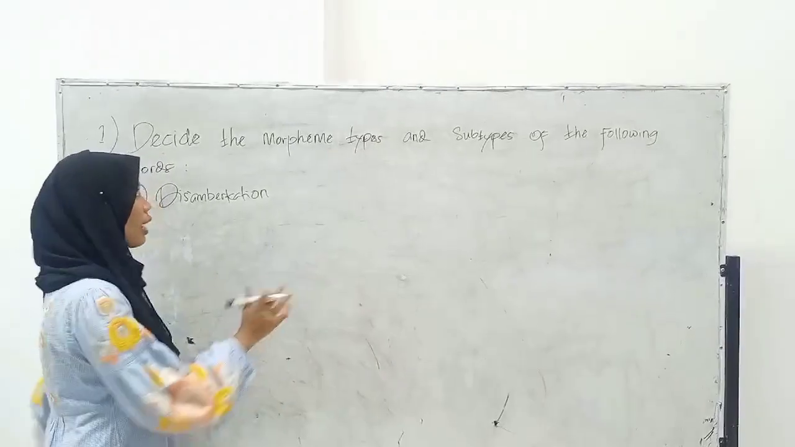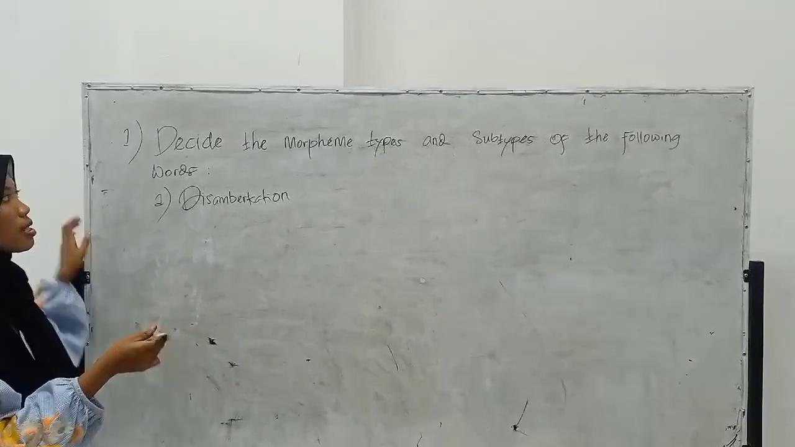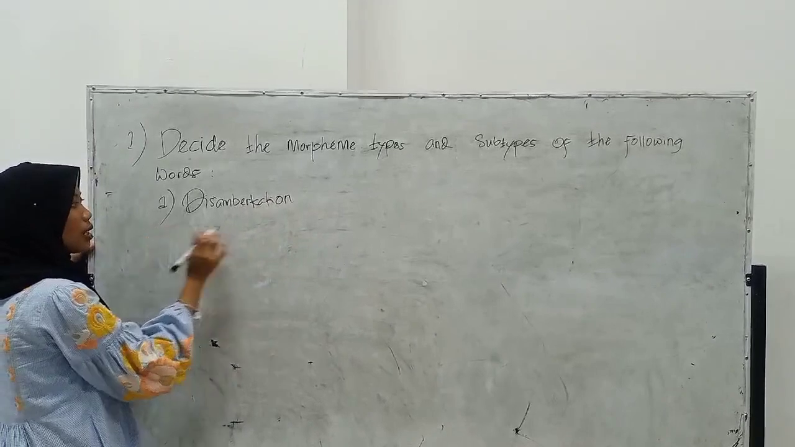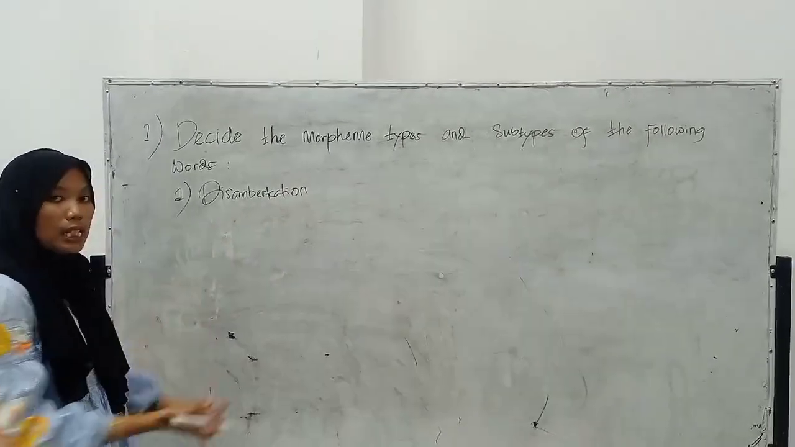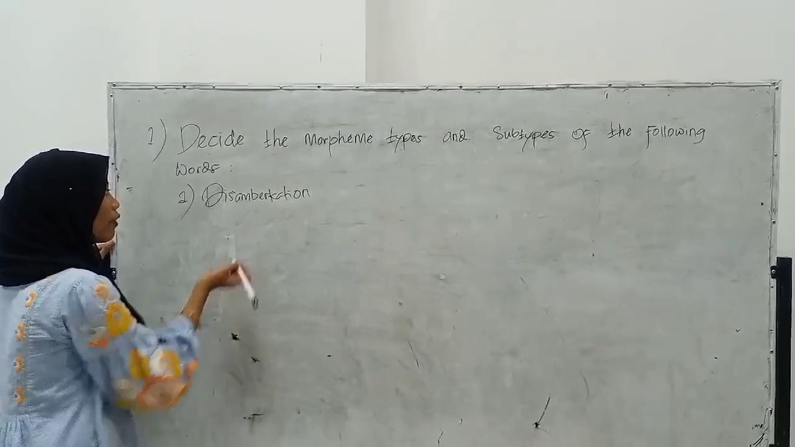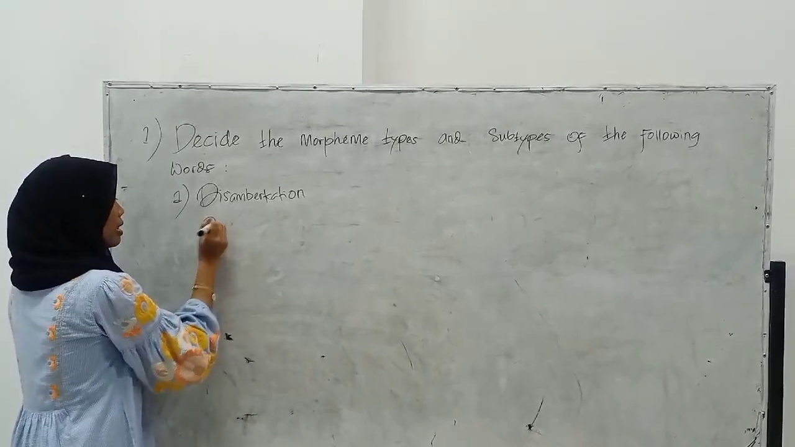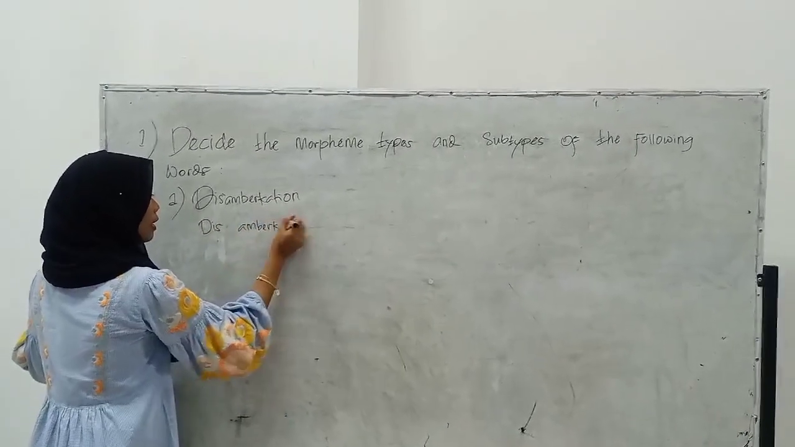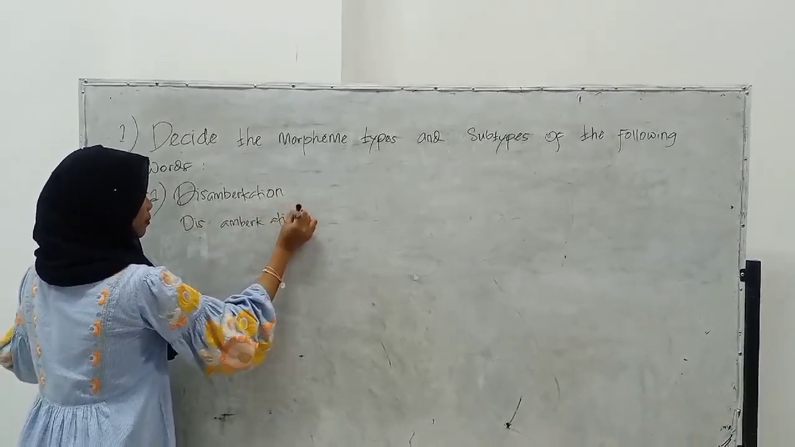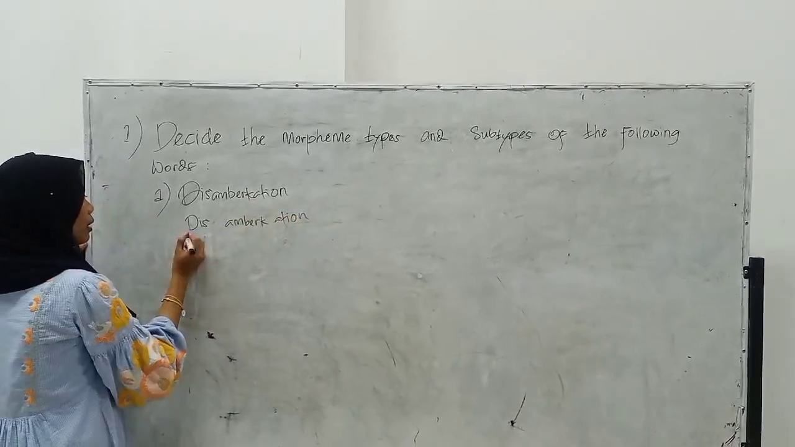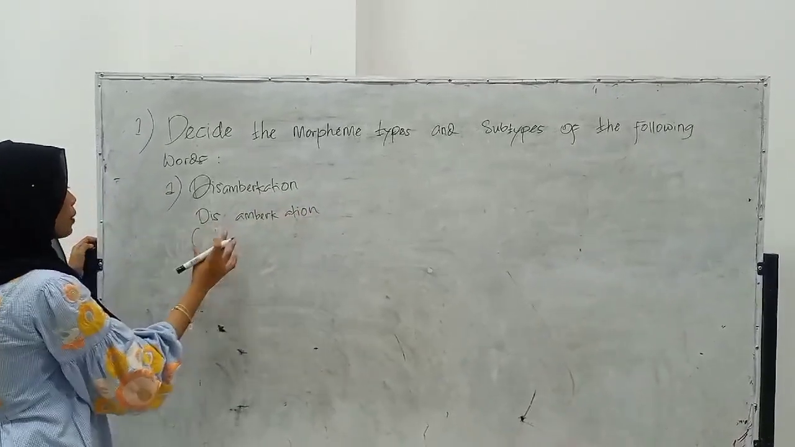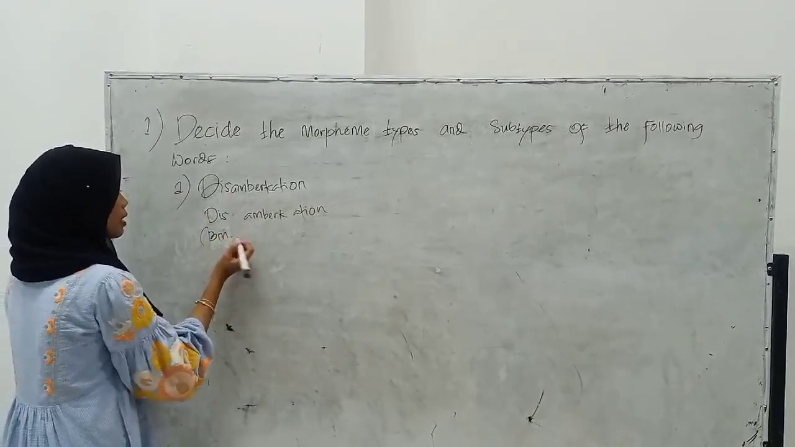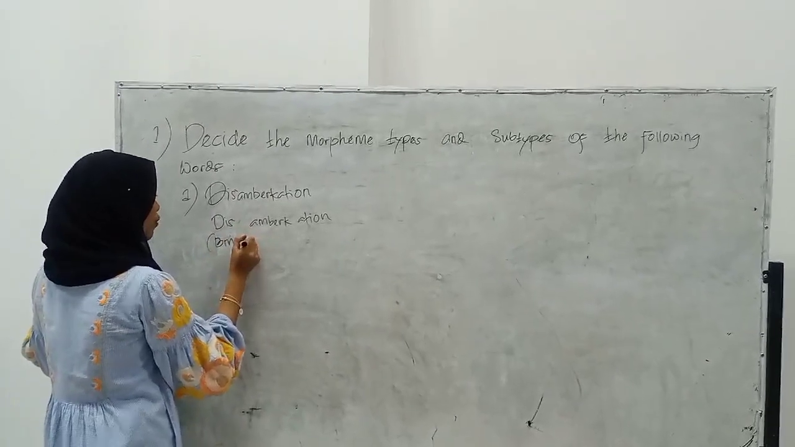So guys, I'm Rosita. I will explain the first question: decide the morpheme types and subtypes of the following words. The first word is disembarkation. Disembarkation has three morphemes: dis, embark, and ation. The type of dis is a bound morpheme, and the subtype is derivational morpheme.